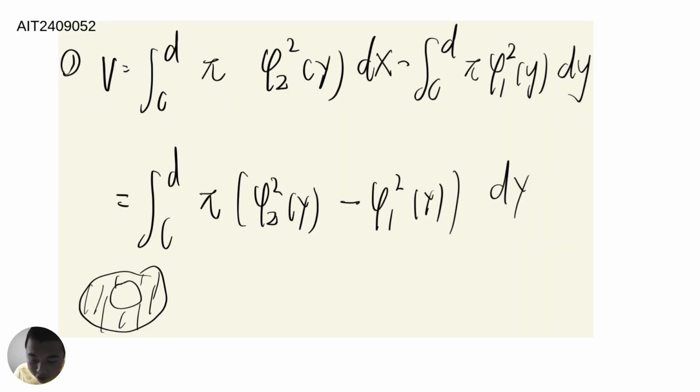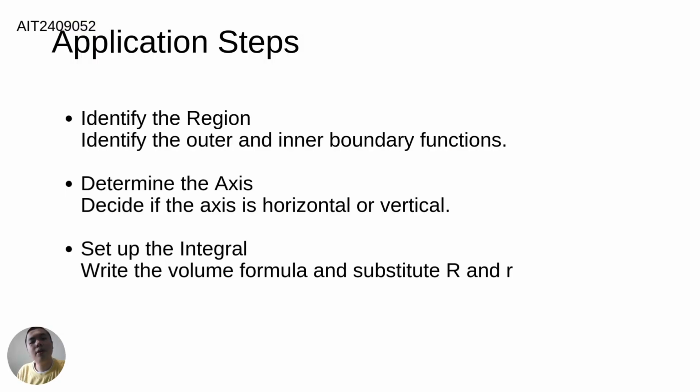Sorry for this. Also, you can see the cross section is just a big circle and a small circle. And how to apply the proportion method? We have these steps: first, identify the region; second, determine the axis; third, set up the integral.